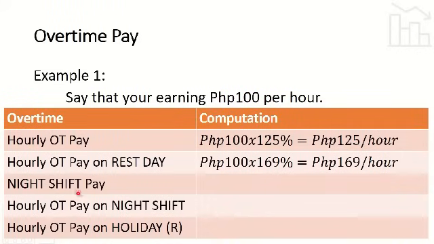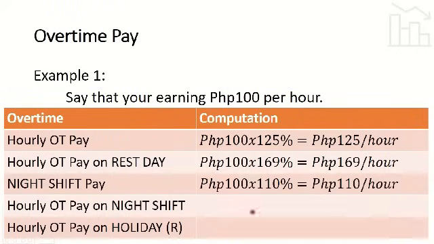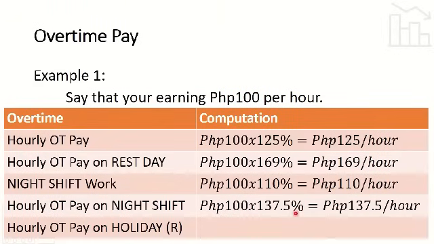137.5% of the hourly rate. So, balik tayo dito. So, night shift pay. So, ang night shift pay niya is 110 per hour. Binanggit natin kanina. So, 110% per hour. So, yung hourly overtime pay niya on night shift, multiplied by 137.5%. So, 137.5 pesos.